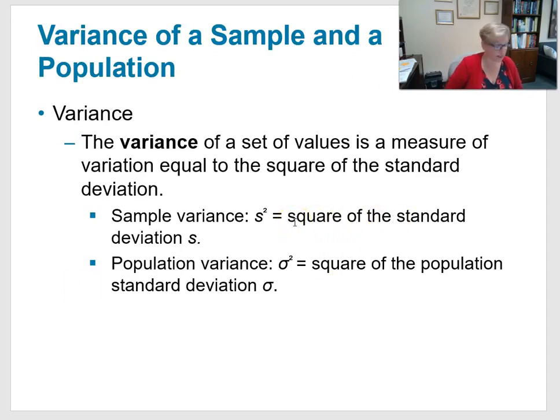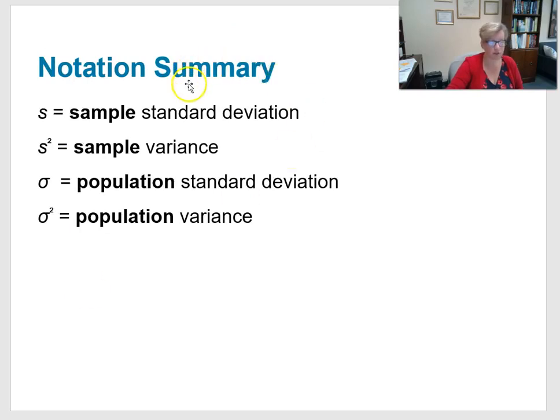So the variance of your sample, of your data set, is going to be just the standard deviation squared. That's all it is. So once you have the standard deviation, you know the variance. You just have to square that number. Makes it very straightforward.